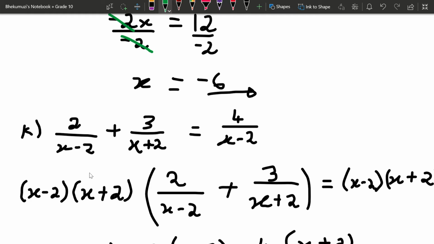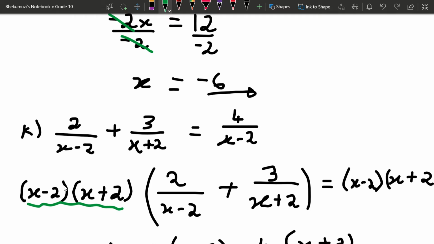Okay, so here you have 2 divided by x minus 2, plus 3 divided by x plus 2, and it's all equal to 4 divided by x minus 2. Now the whole point is that you need to choose a lowest common denominator, and the lowest common denominator in this case is basically (x minus 2)(x plus 2).